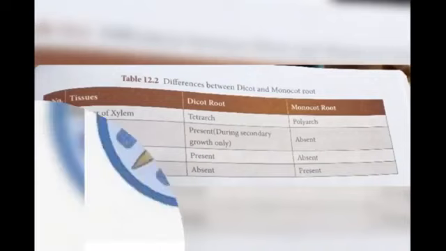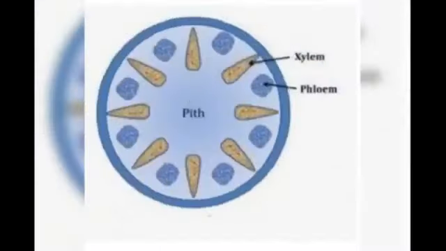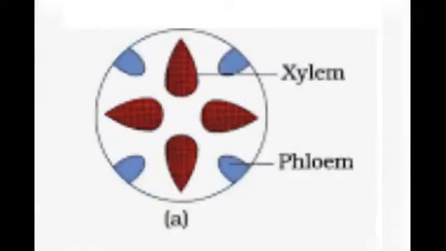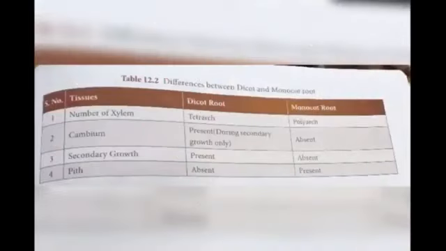In the picture, you can find many xylem alternated with many phloem. It is called polyarch. In the second picture, you will find there are 4 arms of xylem alternated with 4 arms of phloem. Therefore, it is called tetrarch. Second is they don't have cambium in them. As a result, they don't have secondary growth. And the fourth difference is pith is absent in dicot root because it is occupied by metaxylem, and pith is present in the monocot root.